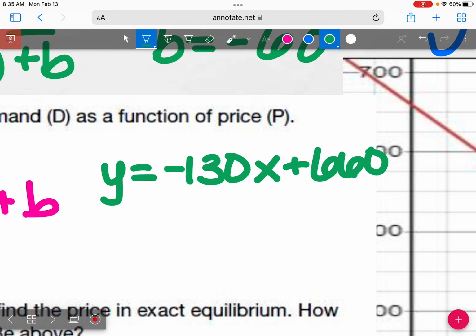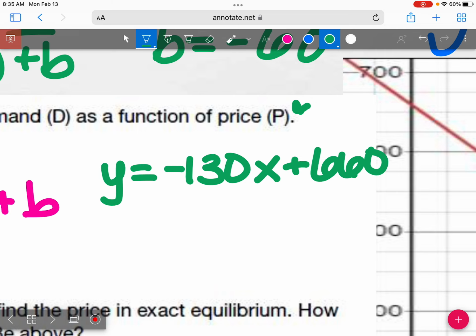So how do we want to solve this system of equations? Substitution. What are other choices? Elimination, there we go. Or is graphing an excellent choice? Yes. Substitution. Okay, so let's do substitution.